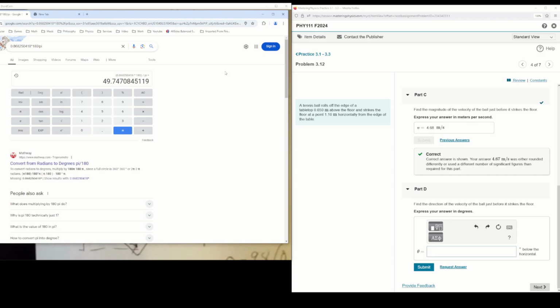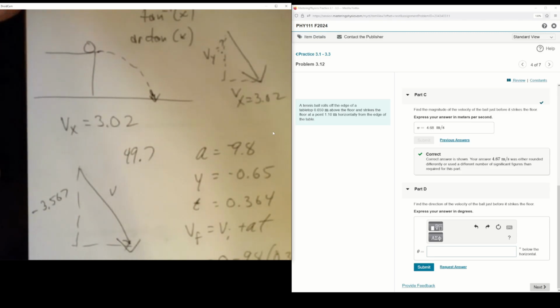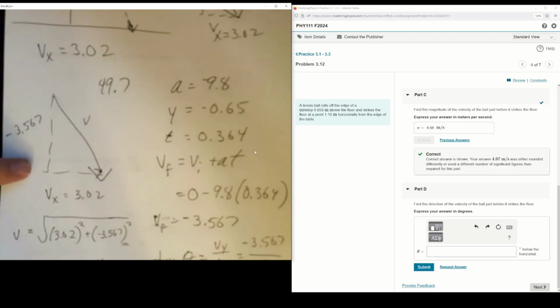And now my calculator, even new batteries haven't made it work. So I hope you have a calculator. You just got to push the inverse tangent button. Make sure your calculator is in degrees so you don't have to do any converting. So 49.7.